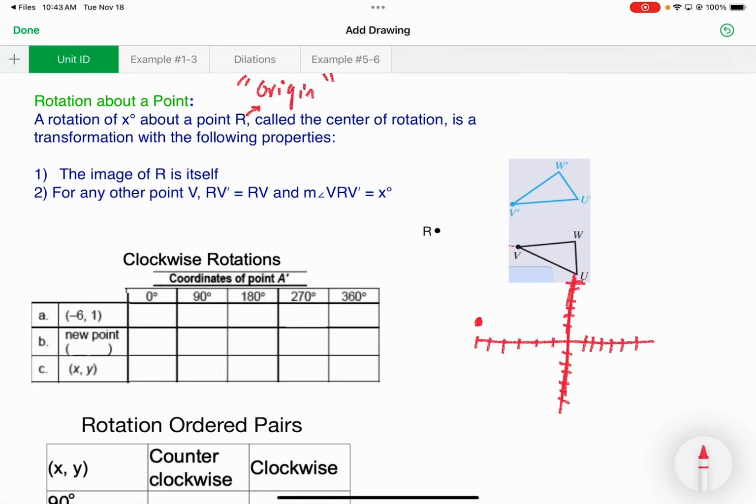Okay, good. So if I rotate it 0 degrees, does anything change? No. So my point is just going to be -6, 1. Nothing changes if I rotate it 0 degrees, okay? But let's say I rotate it 90 degrees, okay?